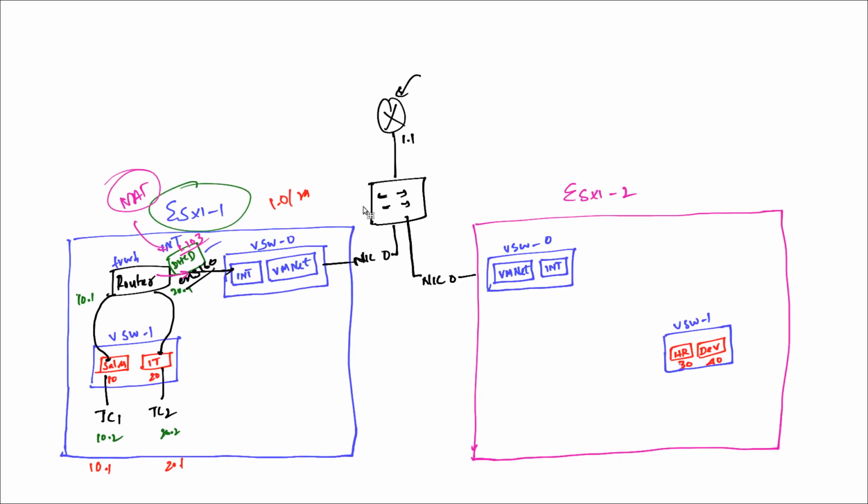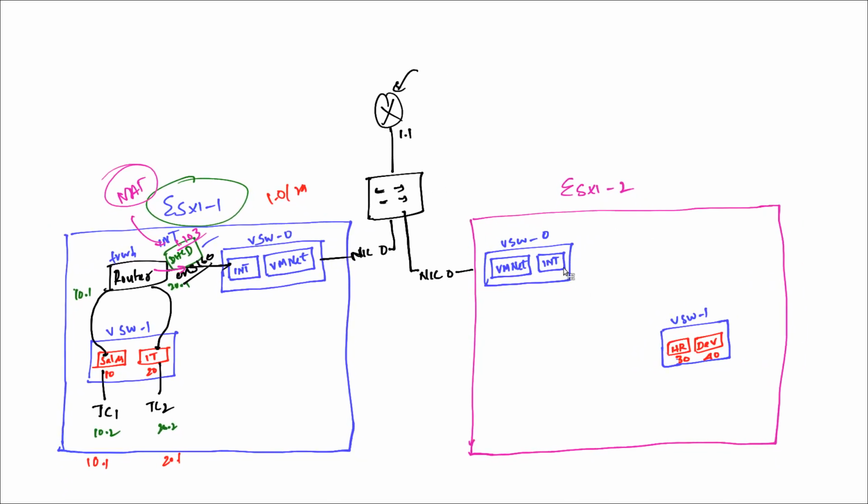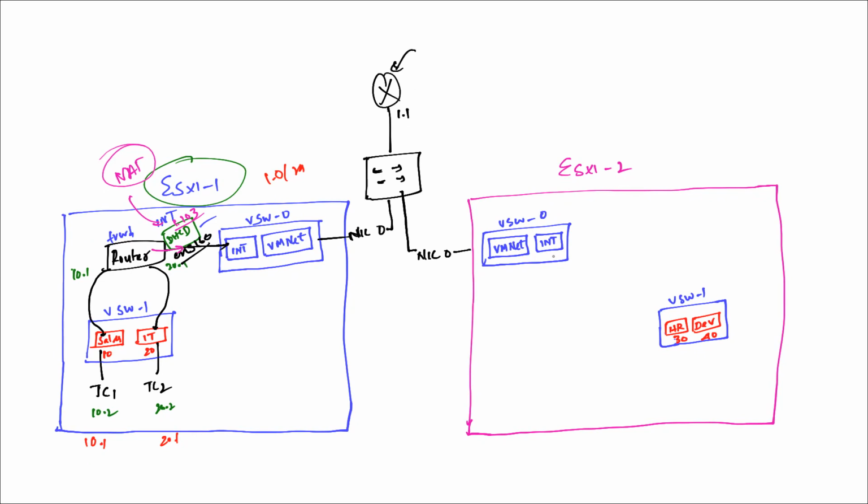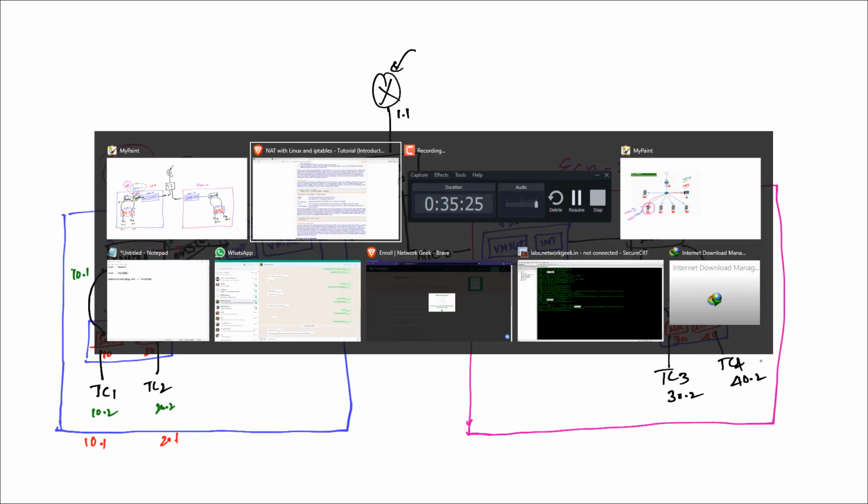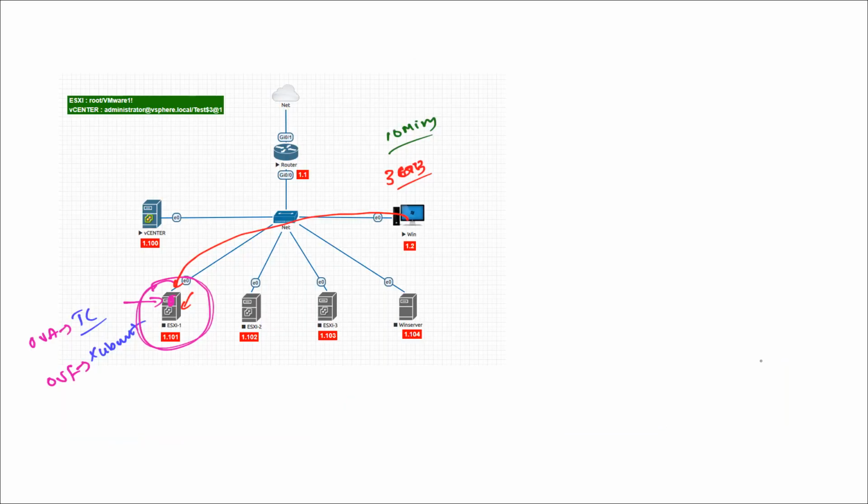The same thing you can do on ESXi 2 also, right? You can get the router image here, and you can have two interfaces of the router connected to HR and dev, and then you can have TC3, which is 30.2, and we're gonna have TC4, which is 40.2, right? And that can be done by adding the ESXi 2 into the vCenter. The same concept only, nothing has changed.